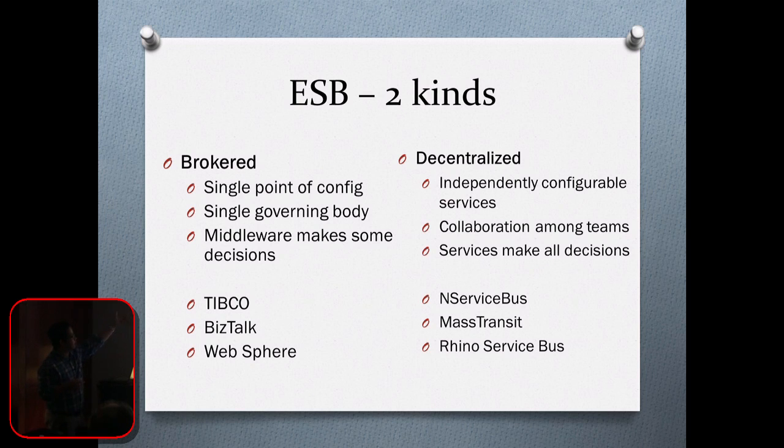They have a single point of configuration, a single governance body, middleware that makes some decisions, and a contract. These are the key features and key differences of the two kinds, and it's really a product we can buy. It's a big topic for each of the providers. I think at Farm Credit we're using BizTalk, so we just configure the endpoints here and there.